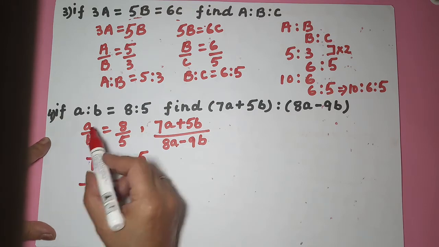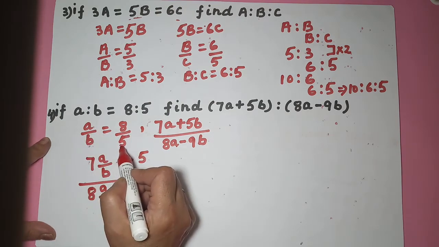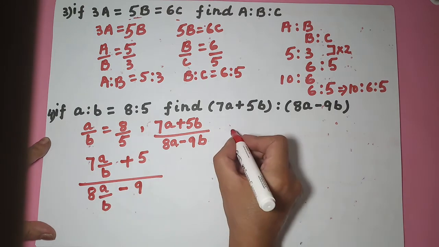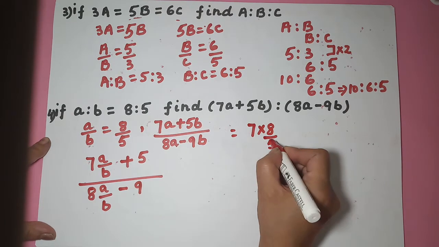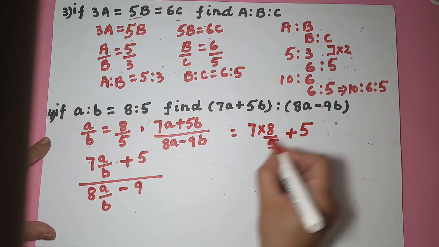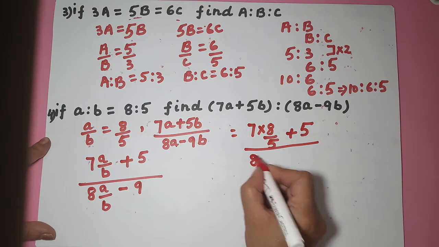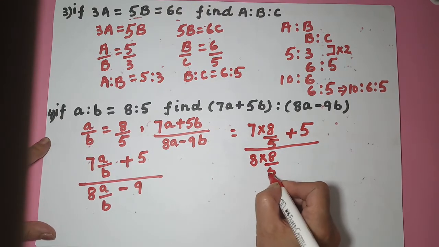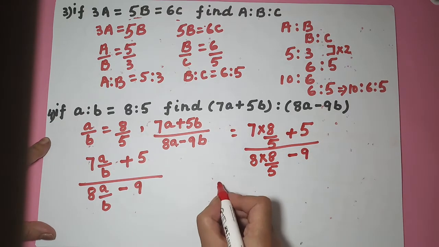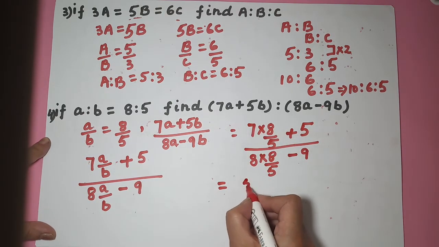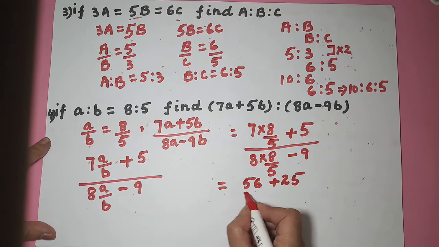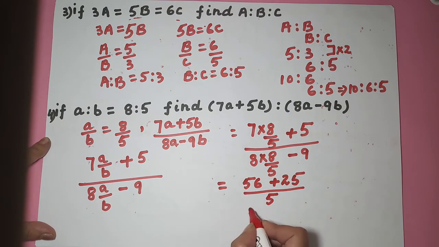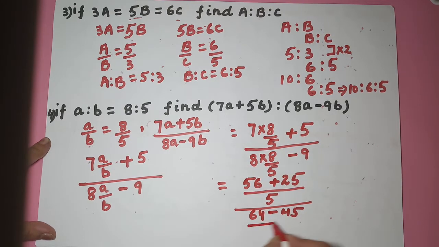Now what I can do is I have the value for A by B as 8 by 5. So I will substitute that value here. So finally what am I getting? 7 into 8 upon 5 plus 5 divided by 8 into 8 by 5 minus 9. So this is 7 8s are 56 plus 25 if I am taking 5 as LCM. In the denominator, what will I get? 64 minus 45 upon 5.